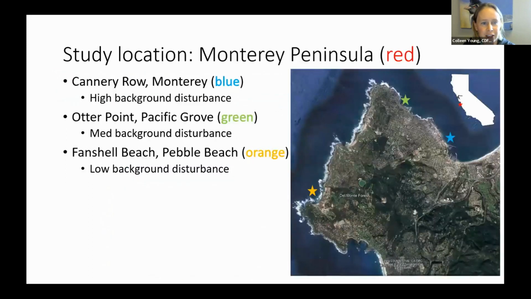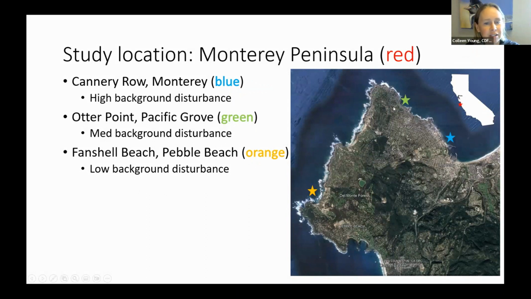So our study has 3 locations that are shown here on the map. Our general study location is the Monterey Peninsula, which is shown with the red star here on the smaller white map in the upper right corner. And our 3 locations are Cannery Row in Monterey, which is indicated by the blue star. And this area has a high level of background disturbance from kayakers and other disturbance sources.